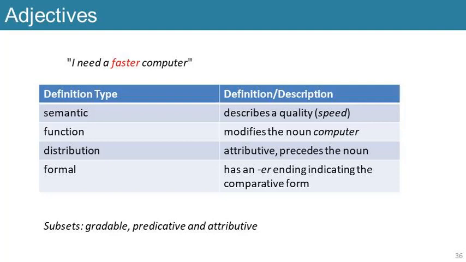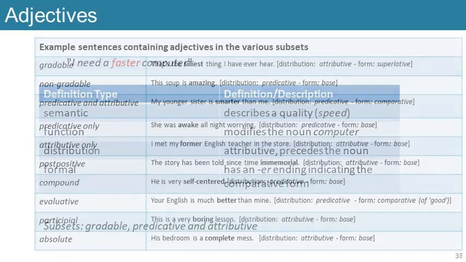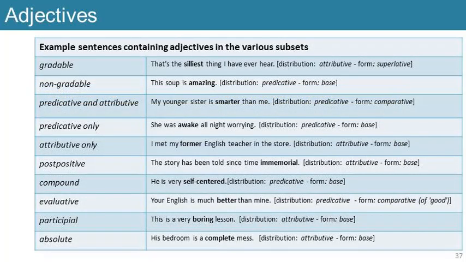Faster in the sentence can be defined semantically as a describing word and functionally as modifying the noun computer. Its distribution is attributive. That is, it precedes the noun. A formal description notes that the adjective has an -er ending indicating a comparative. Faster in the sentence is a member of the gradable and predicative and attributive adjective subsets. Finally, here are example sentences containing adjectives in the major subsets.